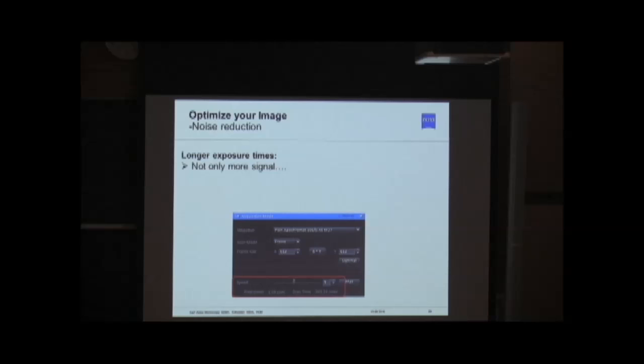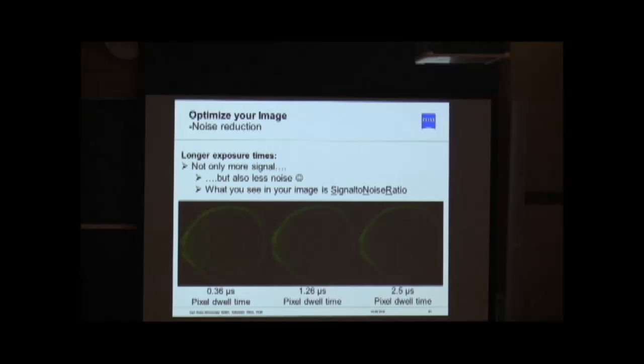However, there are some other strategies as well. For instance, something that I already mentioned, longer exposure time. If you increase the exposure time, which you can do in the acquisition tab on your speed, you actually not only collect more signal from the image, but also less noise.